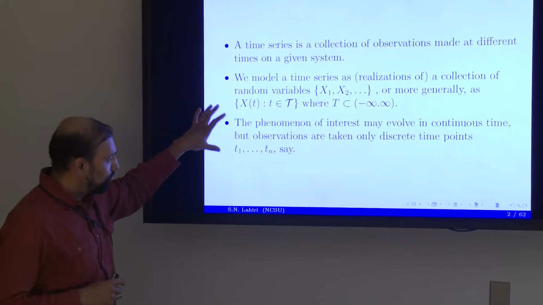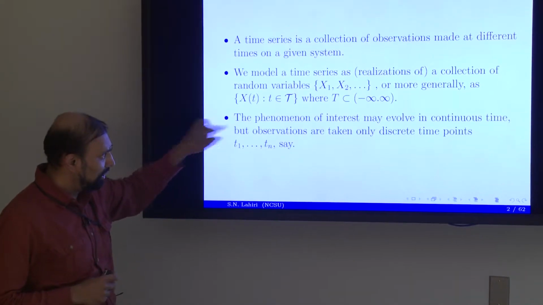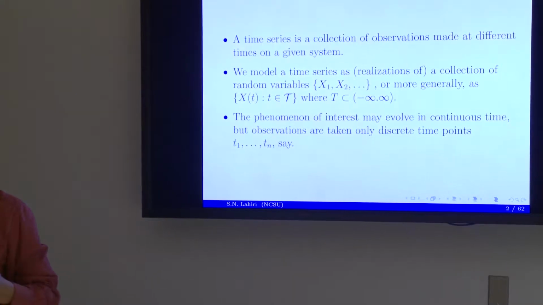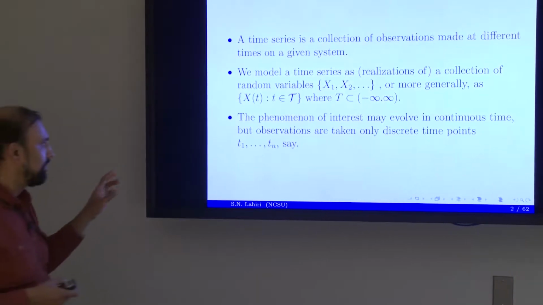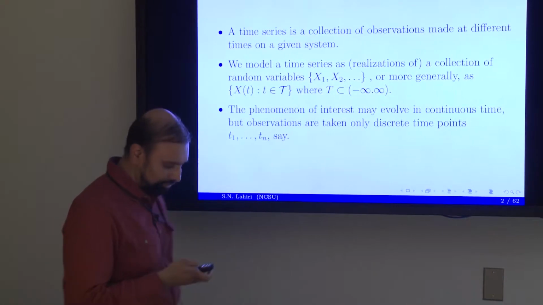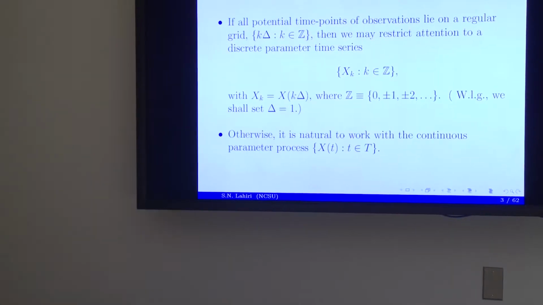While what we are trying to observe may evolve in continuous time, our observations are always going to be at finitely many points. So these are discrete samples coming from either this continuous process or something that already has a discrete structure.